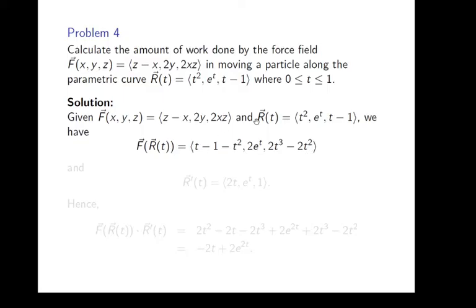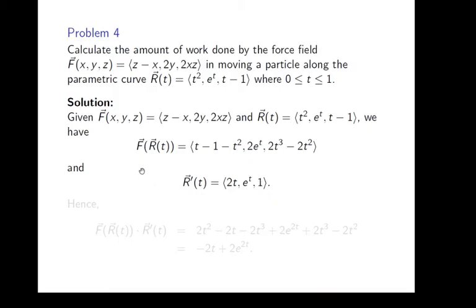Also, we want to get the derivative of r. So the derivative of t squared is 2t, the derivative of e to the t is e to the t, and the derivative of t minus 1 is 1. And so, r prime of t is equal to the vector function 2t, e to the t, 1.